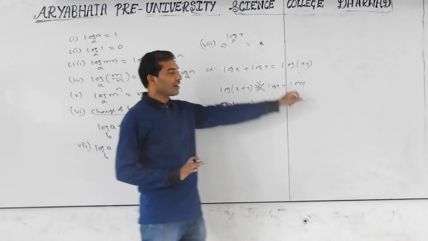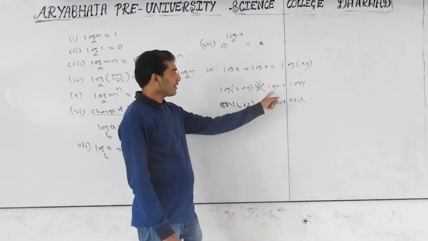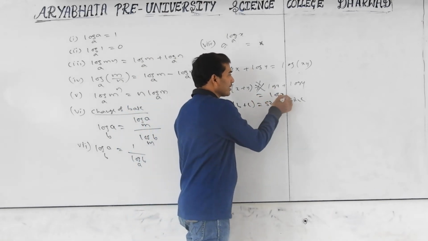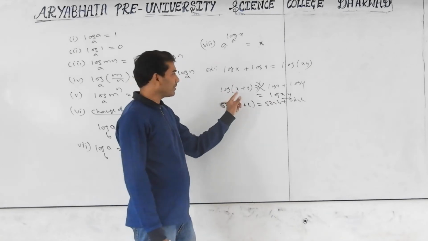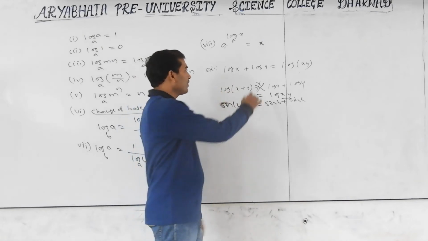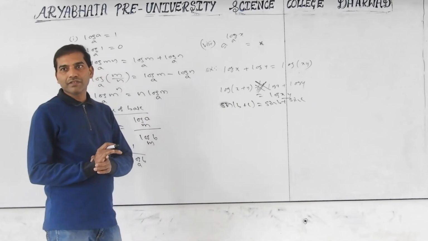Log of x plus log y equals log of x into y. But x into y and x plus y are not equal. That's why many students will make mistakes. Okay, log of x plus y we can't express, we can't write in terms of log x plus log y.